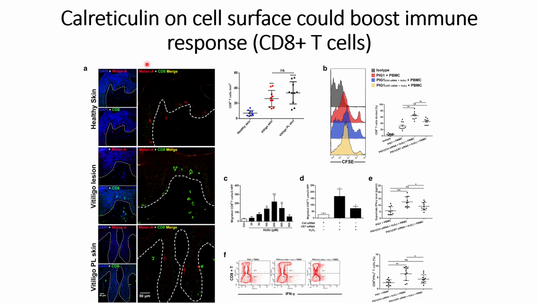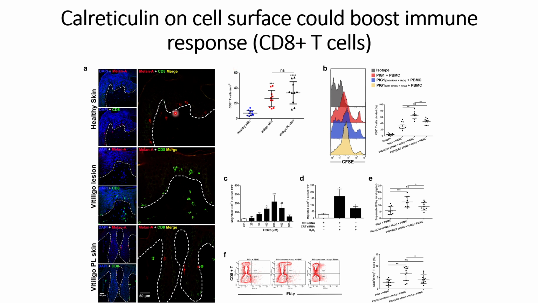So the hypothesis that they have from the patient samples is that immune cells, or more specifically CD8+ T cells, are found to be higher in the vitiligo patients compared to the healthy patients. So the hypothesis is that the calreticulum expressed on the cell surface could be responsible for triggering these CD8+ T cells or boosting these immune cells.